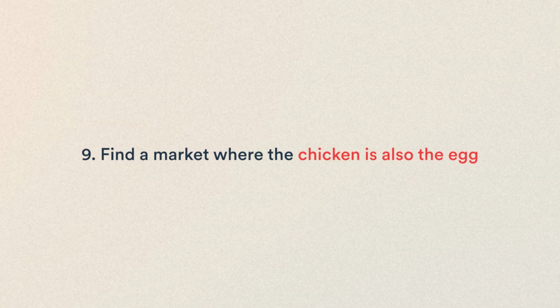Finally, number 9, find a market where the chicken is also the egg. You don't really have a chicken and egg problem if your buyers and sellers are the same people. For example, ShareType customer The Octopus Club has grown mostly organically in its niche of pre-loved kids items. There's tremendous buyer-to-seller overlap in this market because children constantly outgrow clothing and gear and need new stuff.